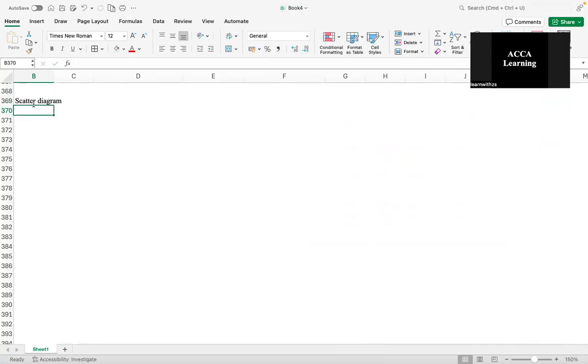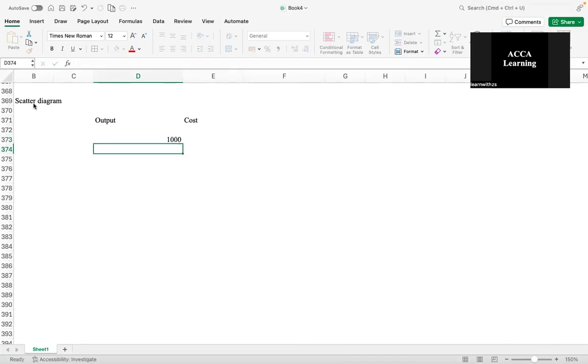So what is a scatter diagram? It is a type of graph which uses points to represent its data. So if I say, let's put output and the costs. If I am having an output of say 1000 units, my cost is 10,000.